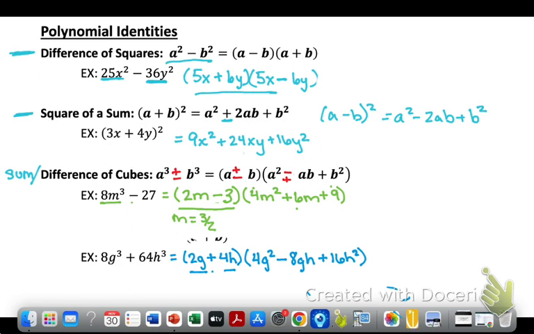Oh. Well, that's not that hard. No, it's not hard at all, but you have to remember it. It's just little things like that. Okay, so these are special factoring that will help you. They'll help you save yourself time. Okay?